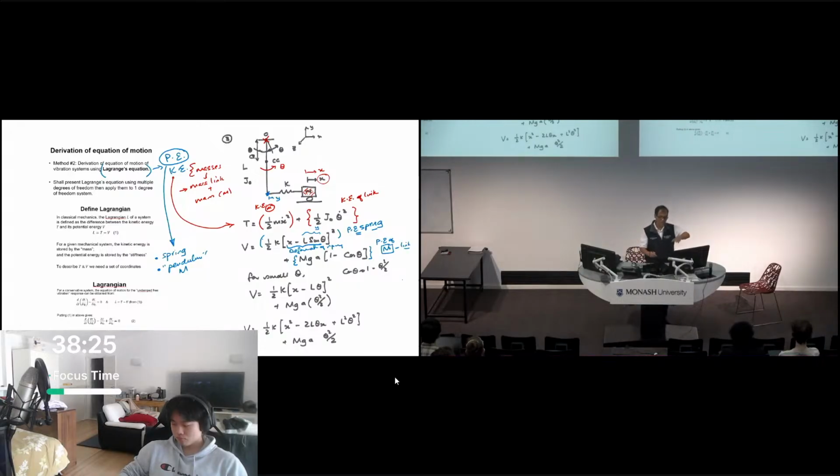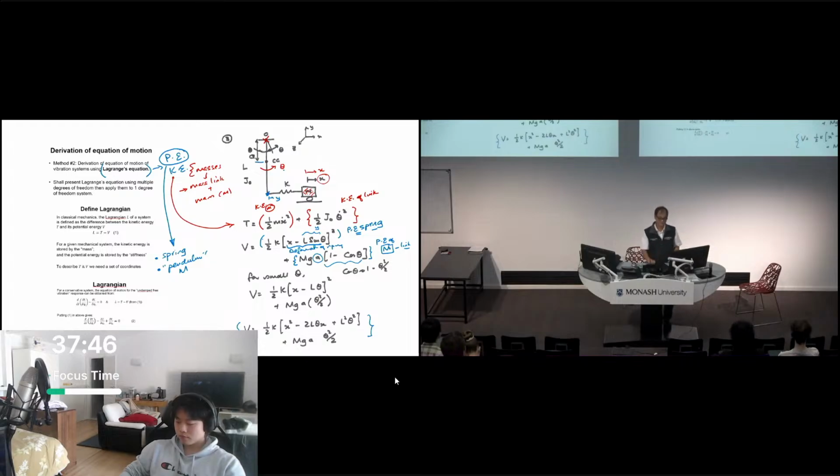Let's assume that this is our positive direction. This here will be the change in height, 1 minus cosine theta, multiplied by a, where a is this distance here, from the center of mass. You can approximate this using small angle theta, in which case your potential energy can be written in this form.